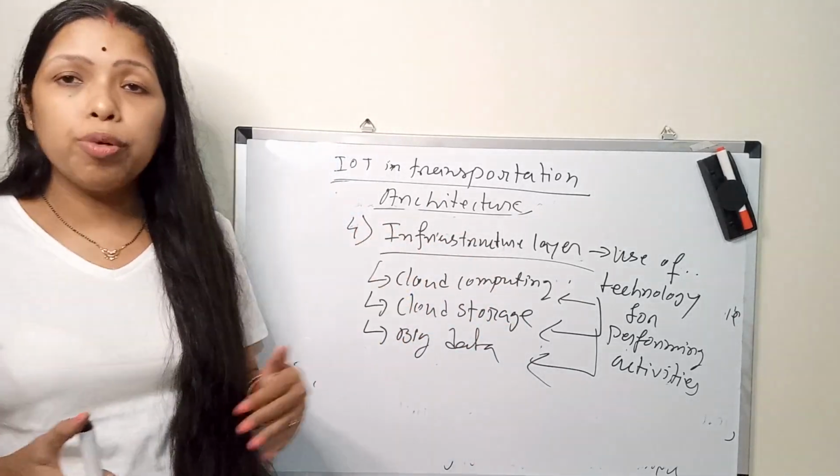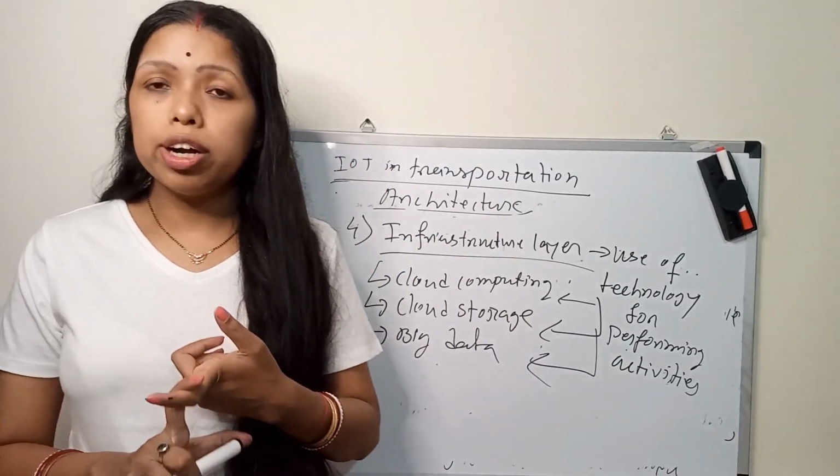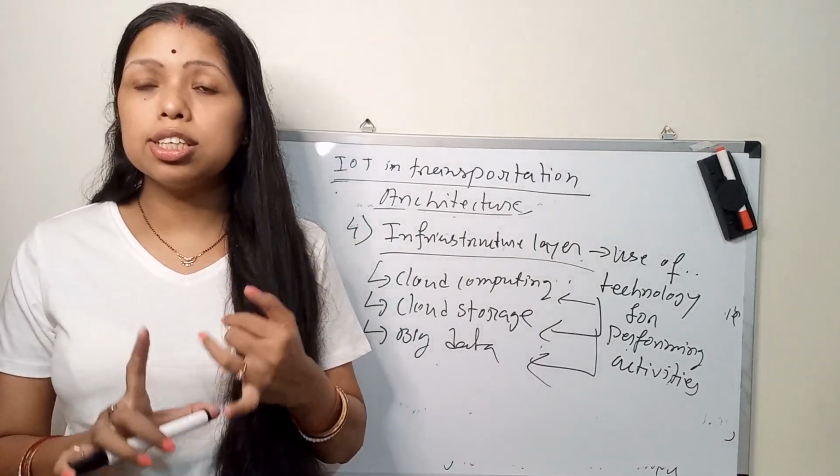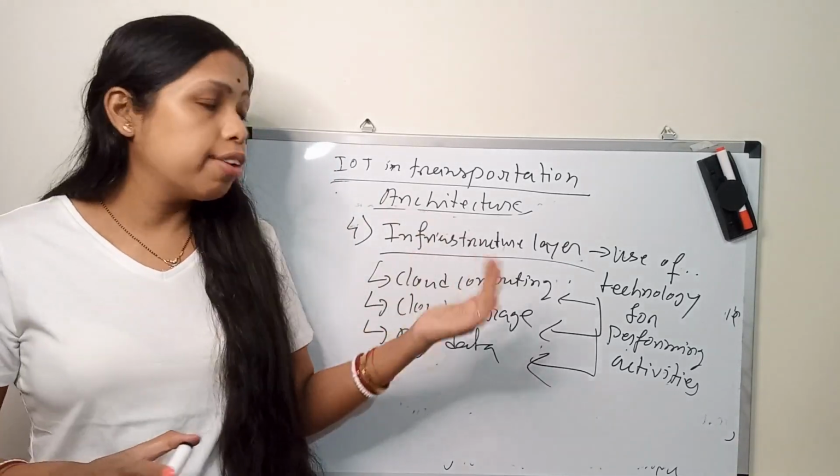So this is about the IoT architecture in transportation. What are the layers? The application layer, sensing layer, communication layer, service layer, and the infrastructure layer.